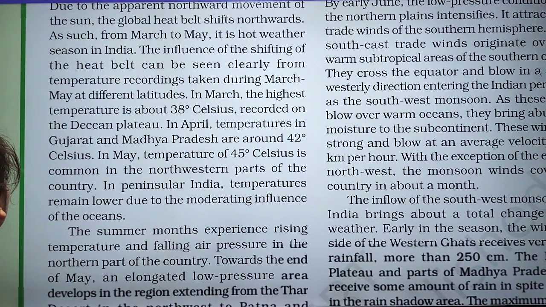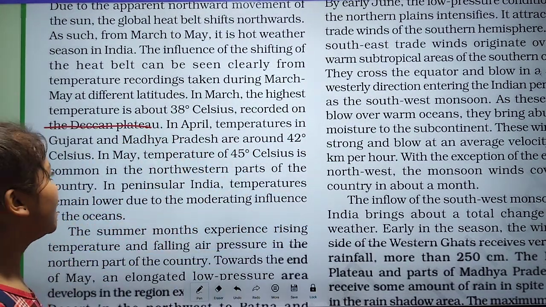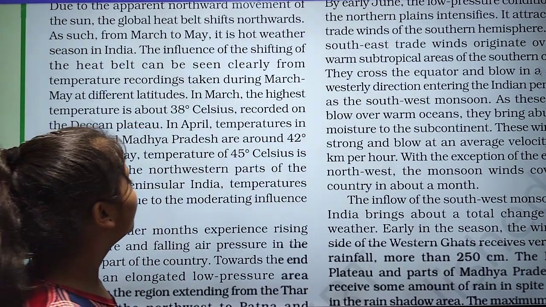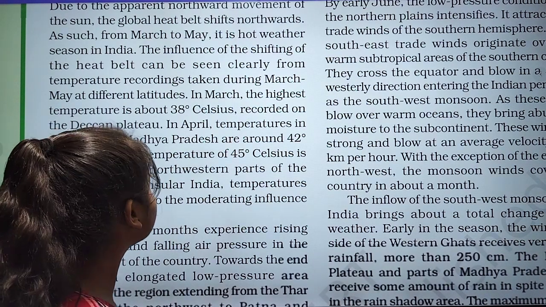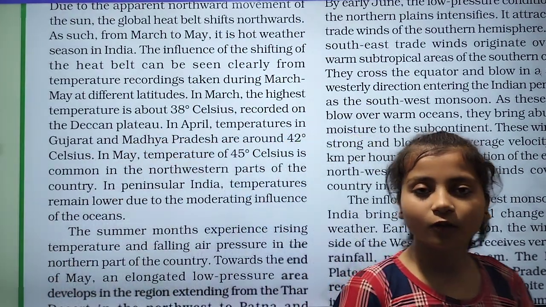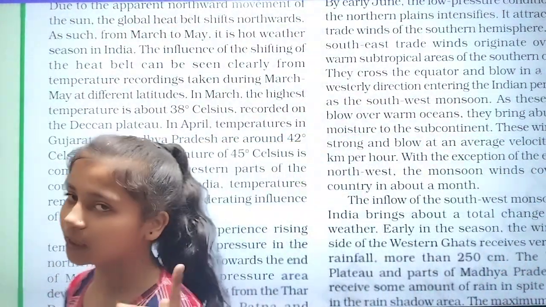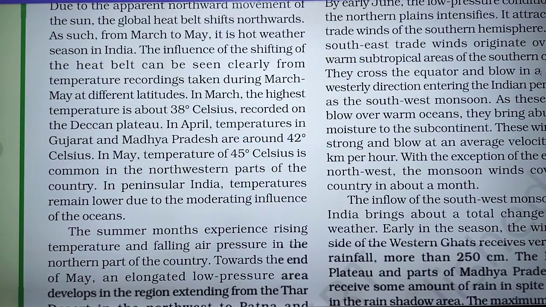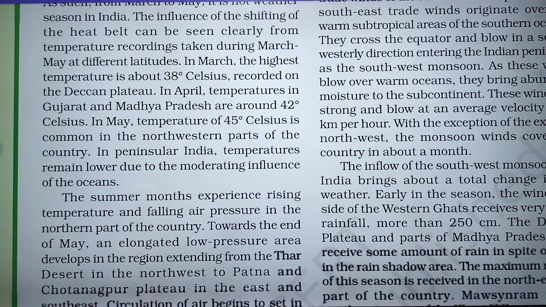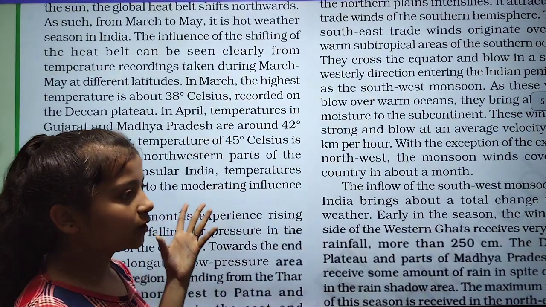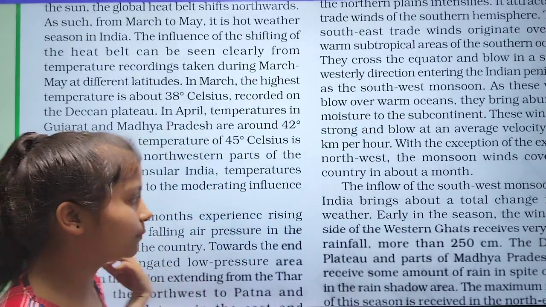It is recorded on the Deccan Plateau. In April, temperatures in Gujarat and Madhya Pradesh are around 42 degrees Celsius. In May, a temperature of 45 degrees Celsius is common in the northwestern part of the country, in Gujarat and Madhya Pradesh.